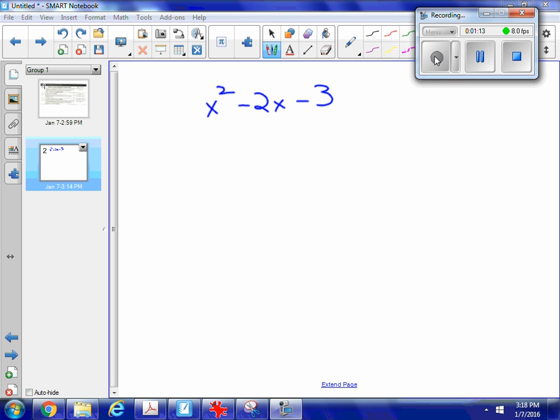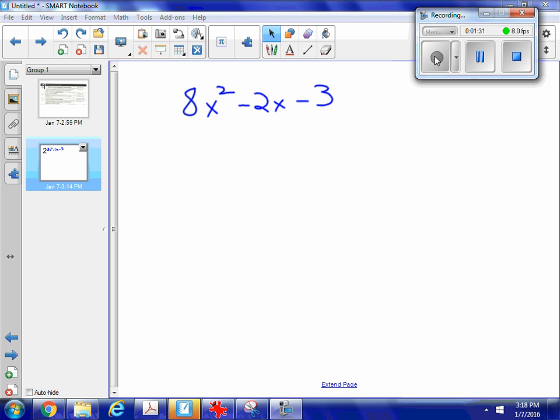Where students get a little bit less happy is when I have a coefficient in front of my highest power, in front of my x squared. So I'm going to teach a new method for factoring, and it's called the slip slide method. You'll see why in a minute.